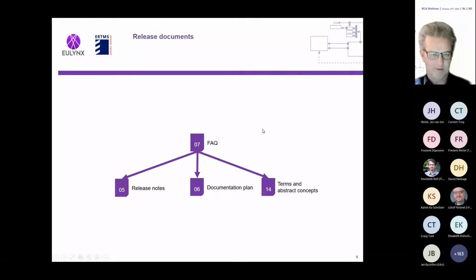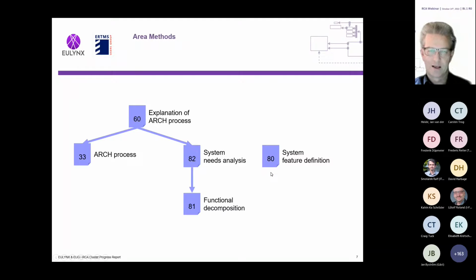We have the usual things like an FAQ. It's suggested to read that first if you are not so familiar with RCA, so you learn something about RCA on a very quick basis. We have the release notes, the documentation plan, which lists every document, and then the terms and abbreviations in document number 14, which of course you should not read all of before, but maybe put aside, and whenever you have a question for an acronym or a term, then you can consult that.